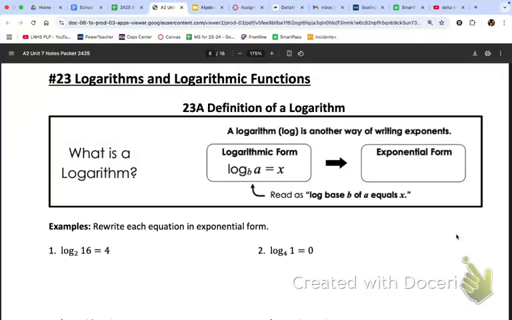We say it as log base b of a equals x. And so you can actually rewrite this in exponential form. Here's our base, all about that base. There it is. The base on the log is really important. You're going to take a full unit test over this, by the way.